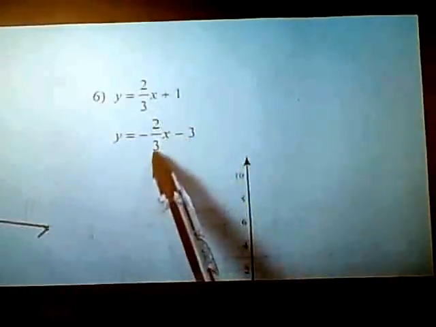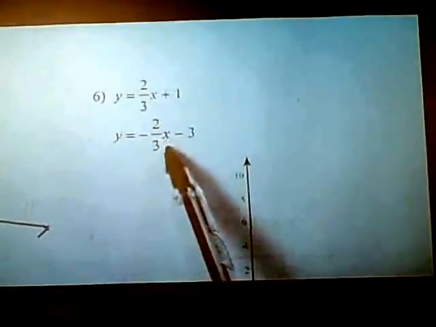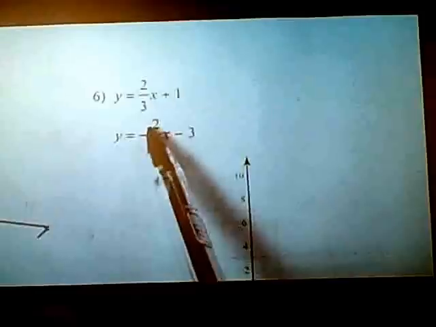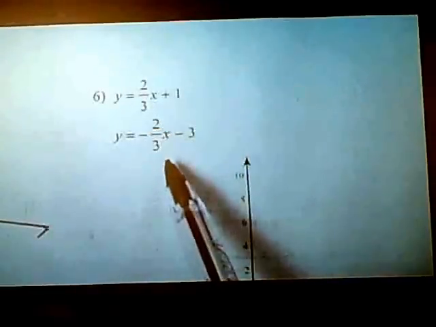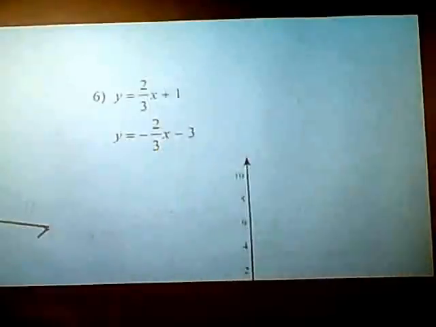Now be careful here. Not that perpendicular means anything in systems necessarily, but they are not perpendicular because while this is the opposite of 2/3, it is not the opposite reciprocal. I just want to throw that in there as a review concept. They are opposites of one another, but not opposite reciprocals. And they are going to intersect because one's positive, one's negative. So let's go ahead and graph it and find our solution.